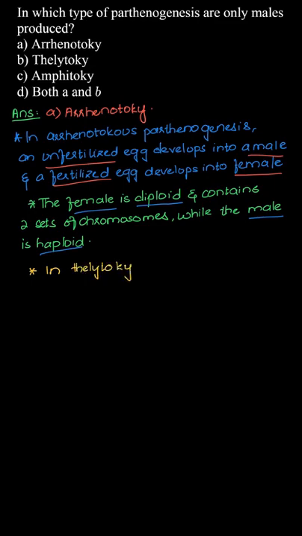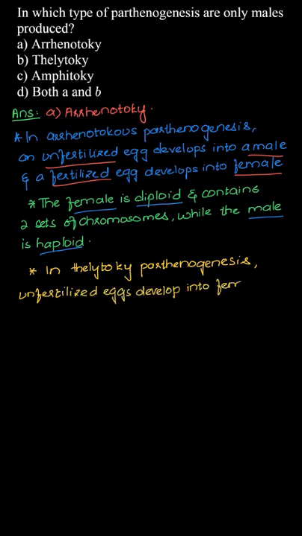In Thelytoky, the unfertilized egg produces the female. So in this parthenogenesis, they are producing females from the unfertilized egg, whereas in Arrhenotoky, the unfertilized egg produces males. Now you know why Arrhenotoky was the answer, not the other three options.